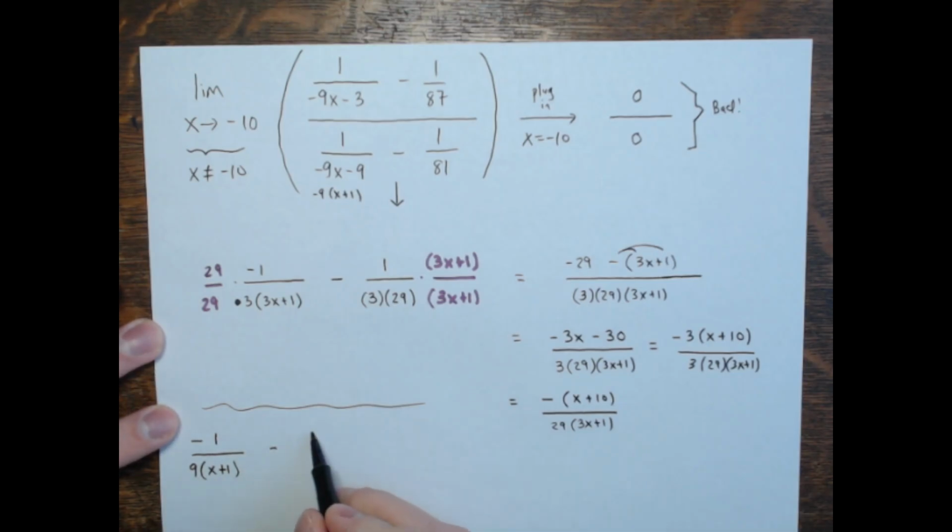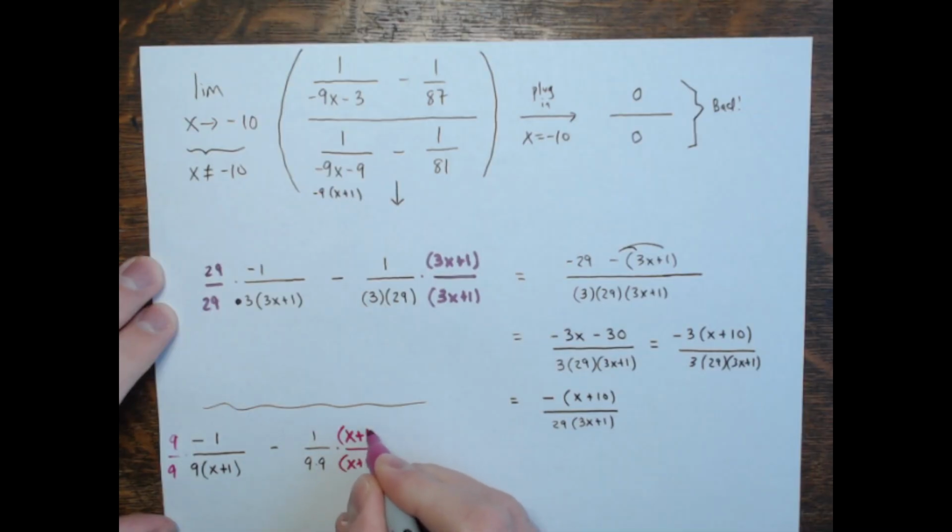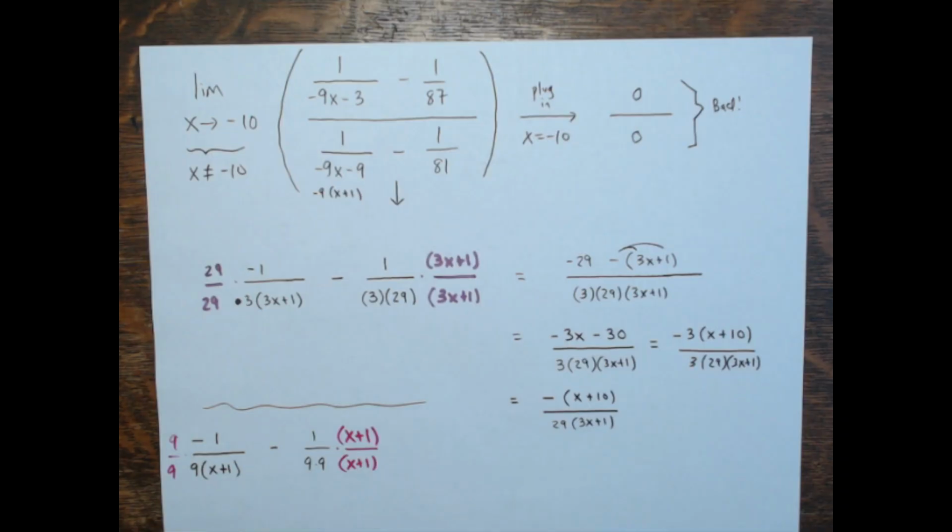And then minus 1 over 81, which is 9 times 9, just so you can see that they both have factors of 9. This one is missing a 9, it needs another 9, so I multiply it by 9 over 9. This one's missing the x plus 1 factor. Now I have a common denominator.